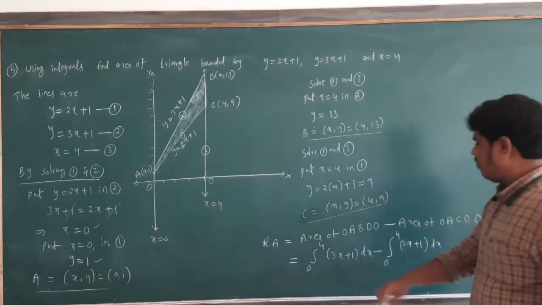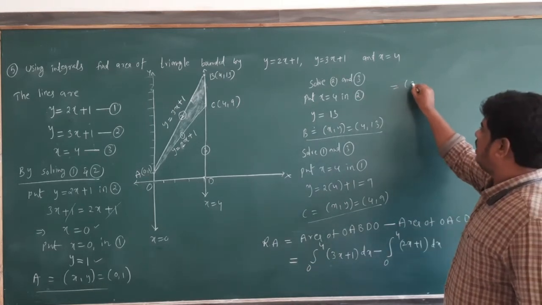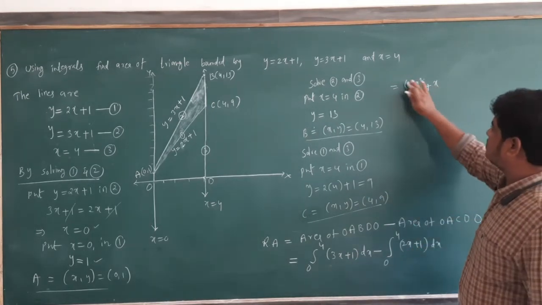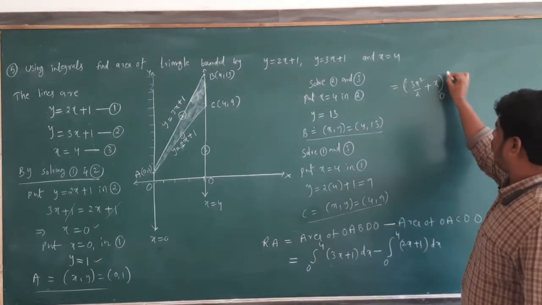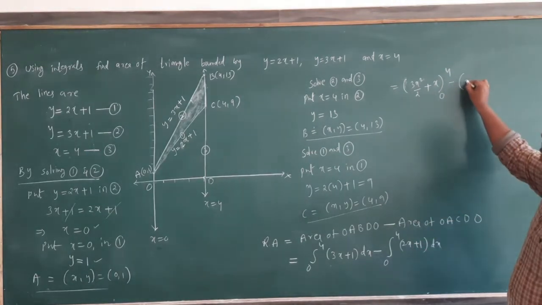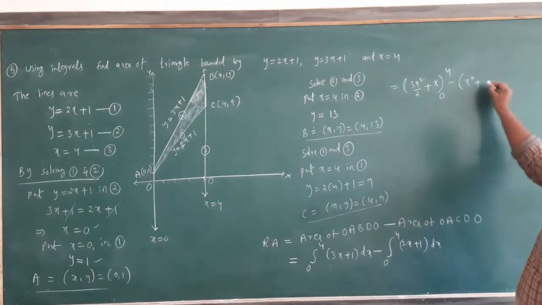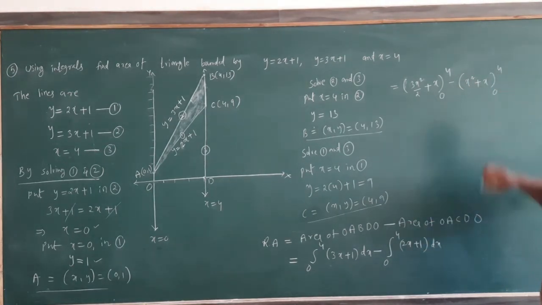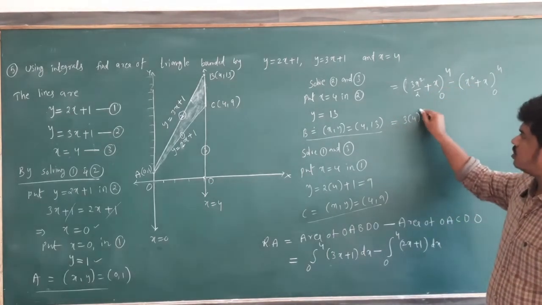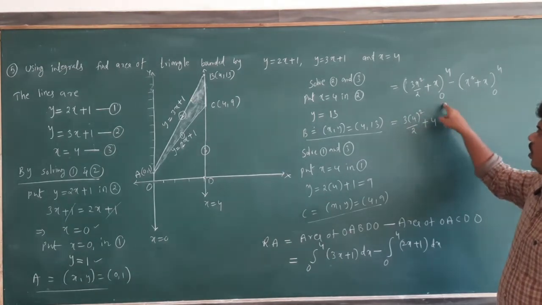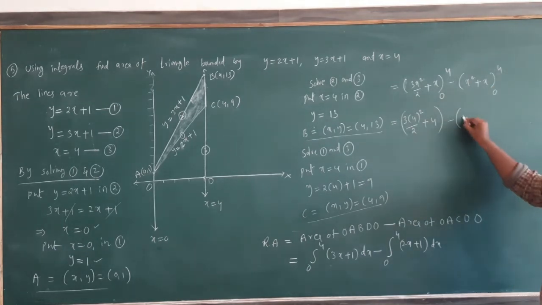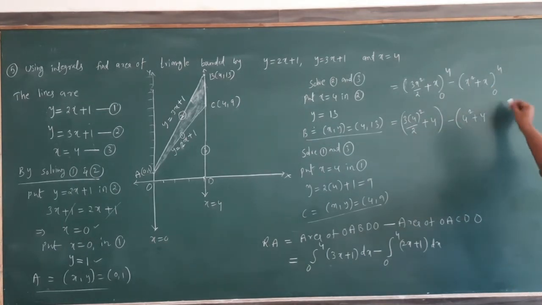Okay. The integral of 3x is 3x square by 2 plus the integral of 1 is x with the limits 0, 4 minus the integral of 2x is 2x square by 2 means x square plus the integral of 1 is x with the limits 0 and 4. First substitute upper limits what? 3 into 4 square by 2 plus 4. Lower limit ಅಂದರೆ 0, 0 ಆಗುತ್ತೆ, minus upper limit 4 square plus 4. Lower limit 0, 0 don't take.